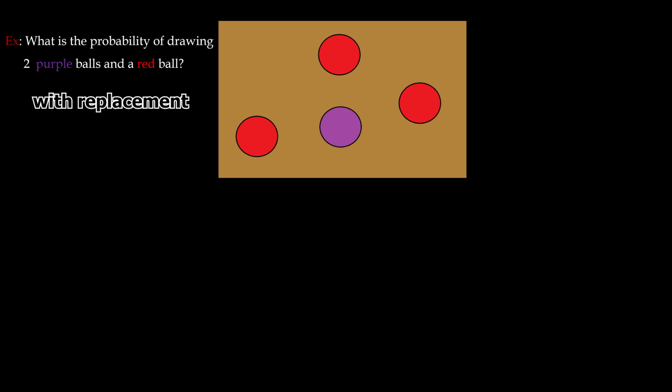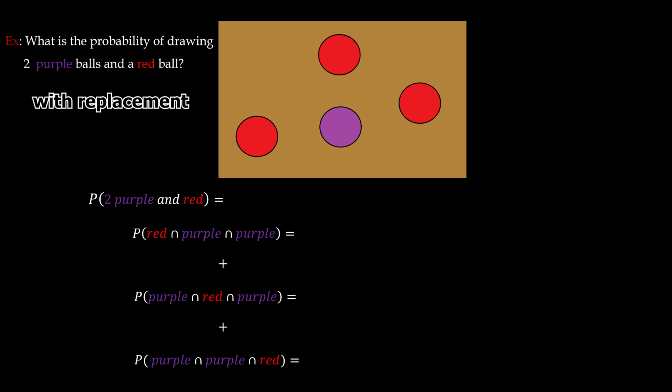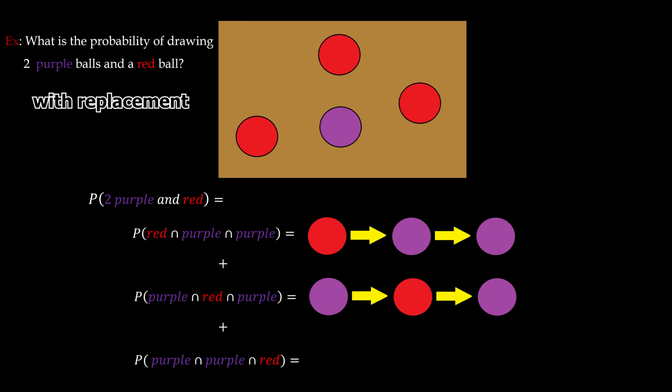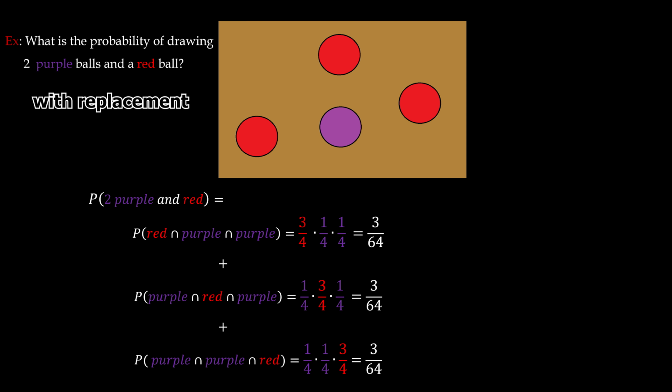What if we want to find the probability of drawing 2 purple balls and 1 red ball with replacement? Well, there are 3 different ways that we can achieve this. I can draw a red ball from my first trial, then 2 purple balls from my second and third trials. Or I can draw a purple ball on my first and third trial, and a red ball from my second trial. Or I can draw a purple ball from my first 2 trials, and a red ball from my third trial. Using the addition rule, I can compute the probabilities of each. And to find the probability of drawing 2 purple balls and 1 red ball, I sum these individual cases.